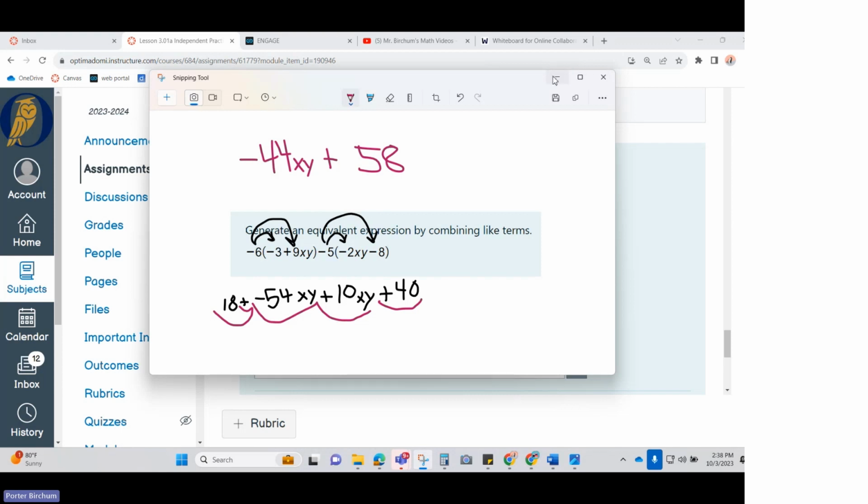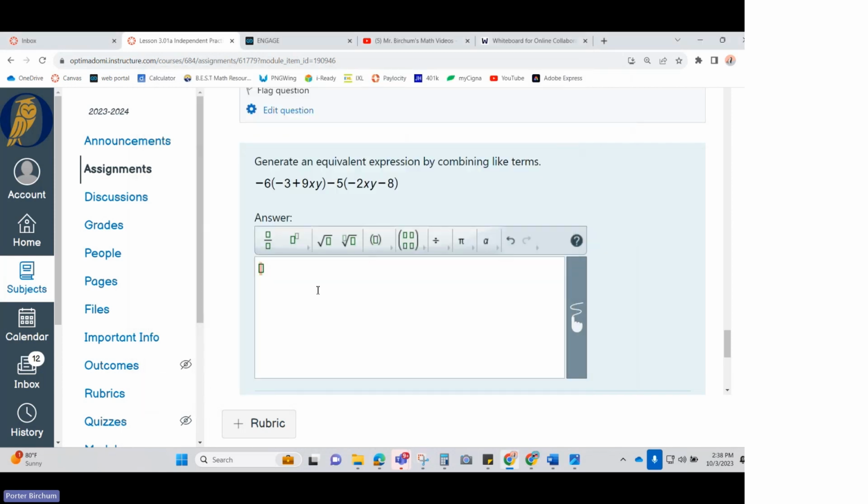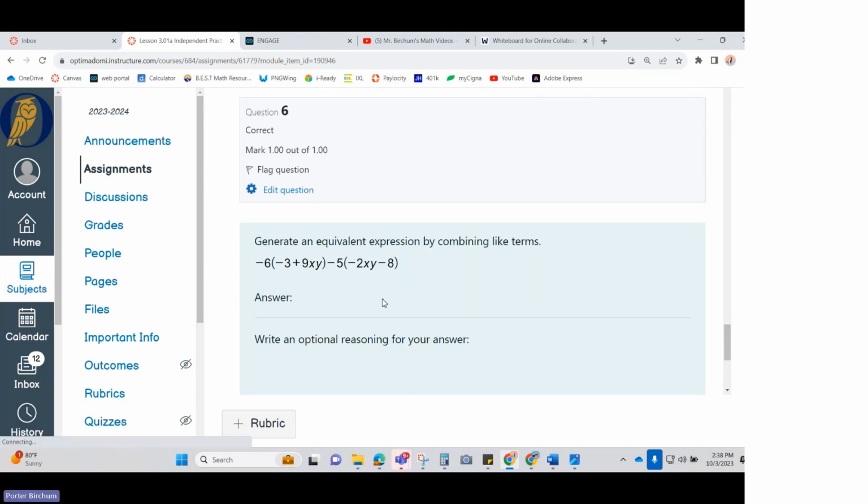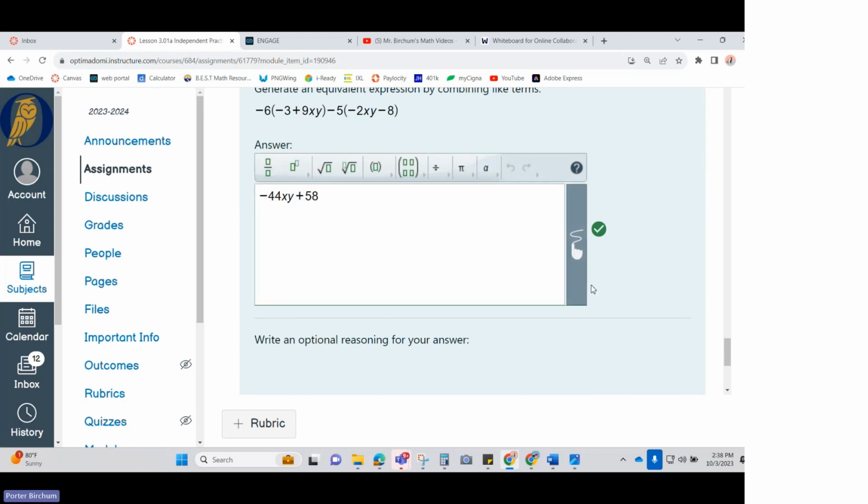Let's see if that's right. -44 xy plus 58. Check and done. Oh yeah. Okay.